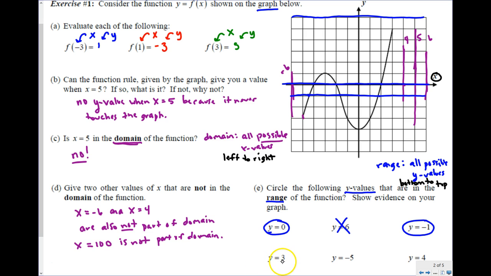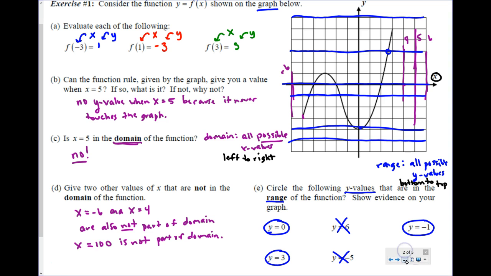Y equals 3. 1, 2, 3. Draw a line, and it hits it right here. So y equals 3 is part of the range. -5. 1, 2, 3, 4, 5. Does this ever hit the graph? Nope, so this is not part of the range. And y equals 4 hits right here, so it is part of the graph at y equals 4.